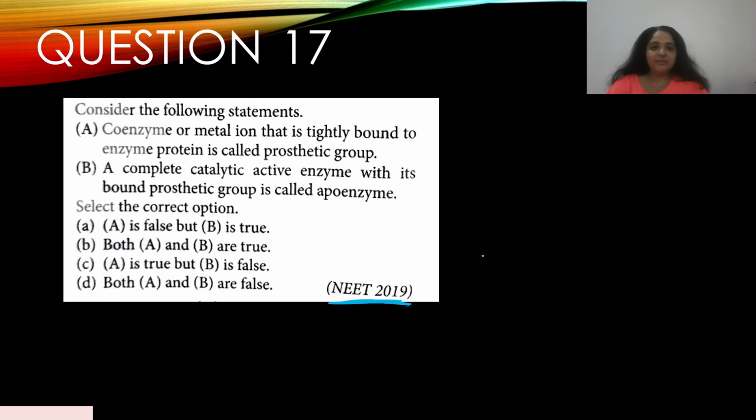A complete catalytic active enzyme with its bound prosthetic group is called apoenzyme. That is also false. So if you have to select the correct option, both are false. Both A and B are false. Answer is D. Let's go to the discussion.